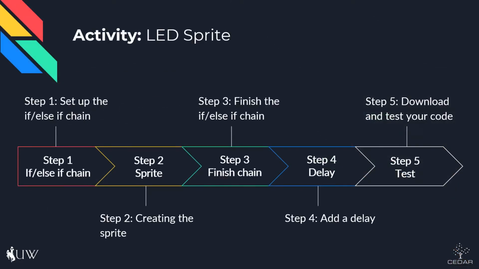First, we'll set up the if-else-if chain. In step 2, we'll create a sprite. Step 3 will be finishing our if-else-if chain. In step 4, we'll add a delay. And finally, we'll download and test our code.